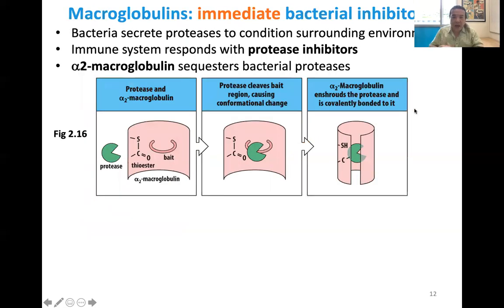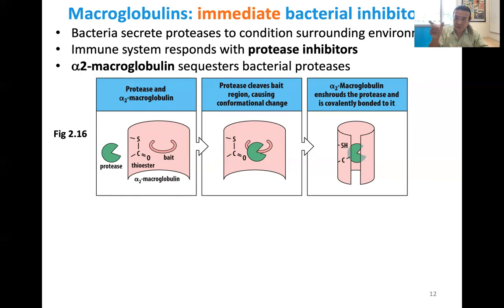Okay. So macroglobulins are a class of proteins that were very early identified in the immune system. And that's why the particular amino acid sequence of different parts of them were seen used over and over again.